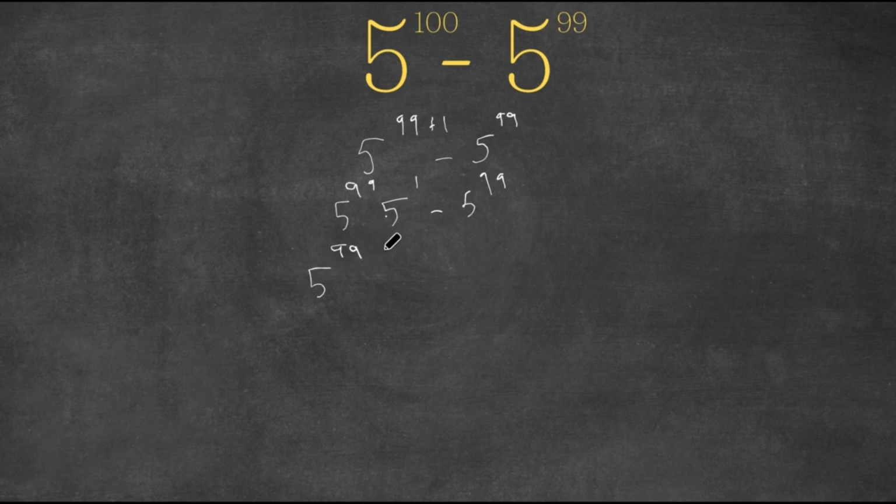So we're going to do 5 to the power of 99 times 5 to the power of 1 divided by 5 to the power of 99, which is simply 5 to the power of 1, minus 5 to the power of 99 divided by 5 to the power of 99, which is simply 1. Now, 5 to the power of 1 is just 5, so this is essentially asking 5 minus 1, which is 4. So we have 4 times 5 to the power of 99.